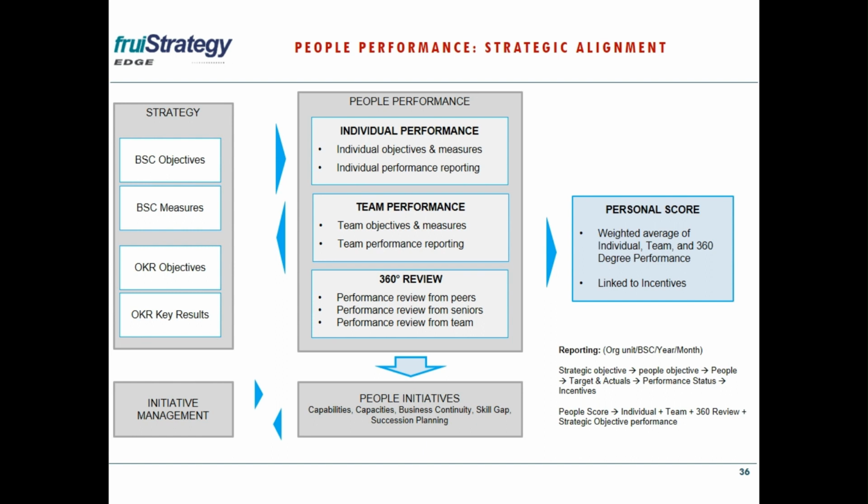We can measure the performance of teams based on team objectives and measures aligned to the strategy. We can conduct a 360-degree review where the feedback from peers, subordinates, and superiors can be collected through systematic interviews and aggregated. A weighted average of all three can be used as a personal score. This score can be used for incentives, promotions, and succession planning.